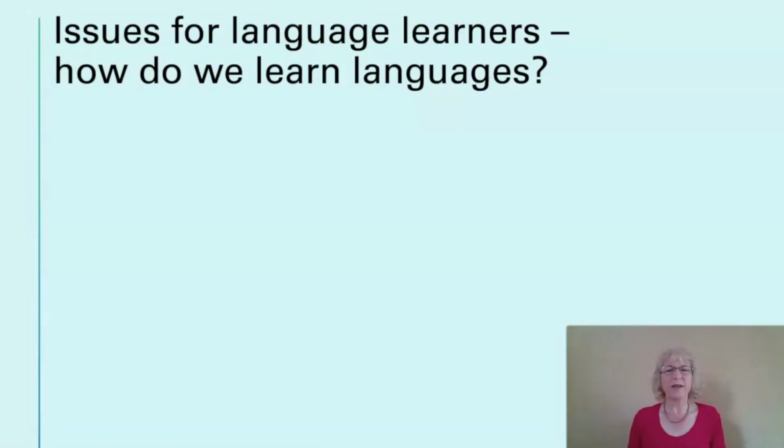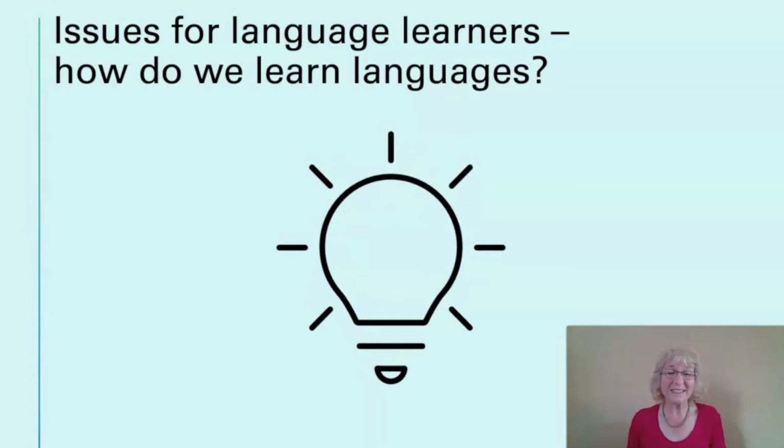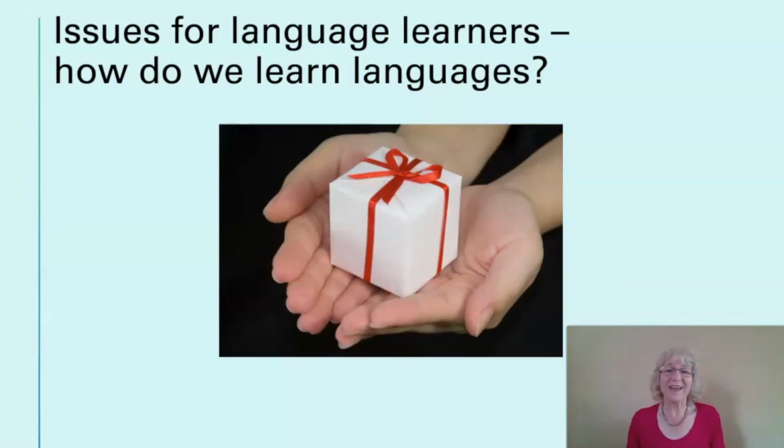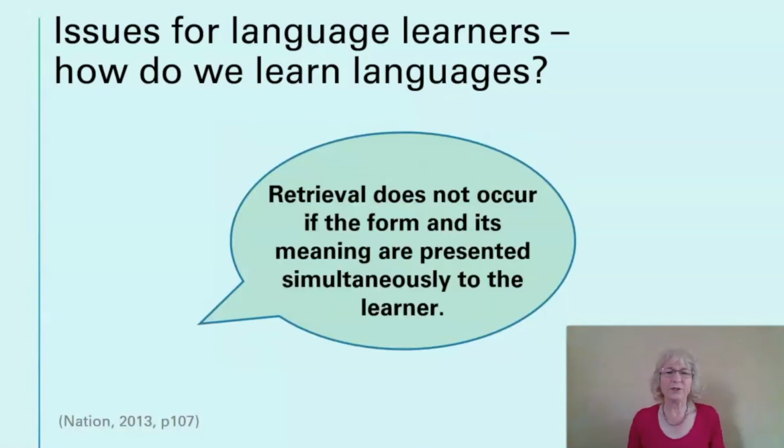So, language learners need to form neural pathways in order to remember words in the foreign language. What does that remind us of? Of course, Google's neural translation system. So, by going for the quick fix and using Google Translate to seek the translation for them, language learners are handing over the language learning process to the computer. Remember what Nation said. Retrieval does not occur if the form and its meaning are presented simultaneously to the learner.